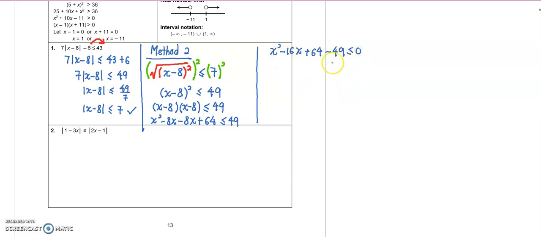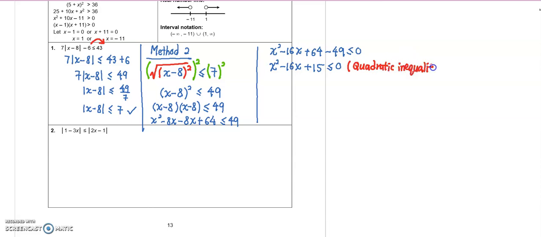You can see that this is actually a quadratic inequality. For quadratic inequalities, you have to solve by using the table. So x squared minus 16x plus 15 is less than or equals to 0. This one actually is a quadratic inequality.